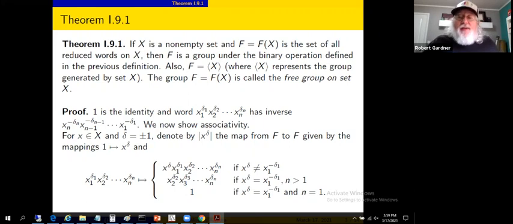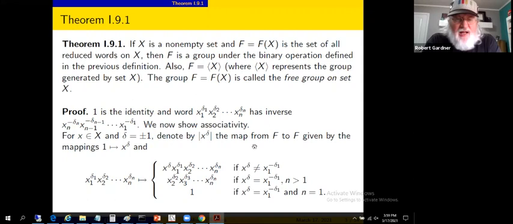But it's going to be a mapping from F to itself. Given by the mappings, take the empty word and associate it with x to the delta. x to the delta is an element of set F. F of x is a reduced word. And take the reduced word x1 to the delta 1 through x sub n to the delta sub n and associate it with these things.